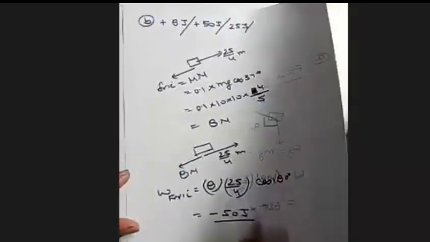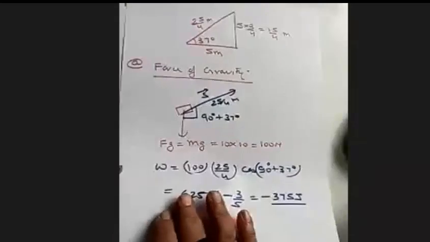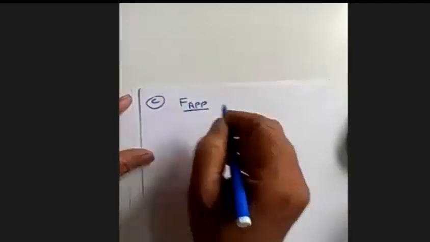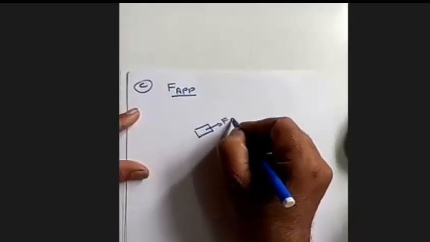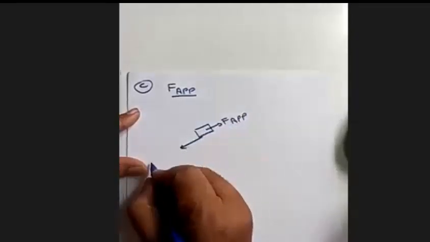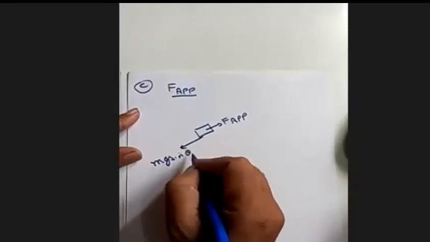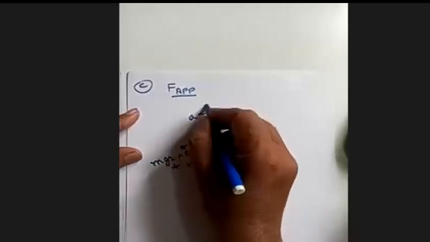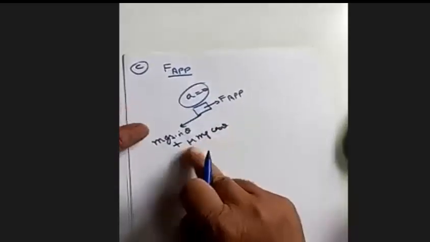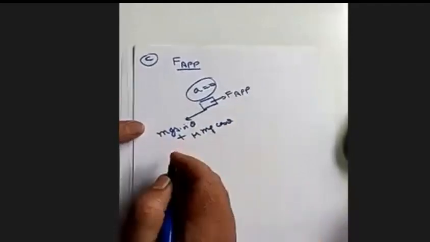Now going for C part of the problem. You have to find work done by normal reaction and work done by applied force. Let's look at the applied force. C part, F applied. What was the applied force? Because acceleration was 0, the upward force was the applied force, and the downward forces were the force of gravity plus friction force. Because there was no acceleration, the upward force should be equal to the downward. So let's first calculate the applied force.